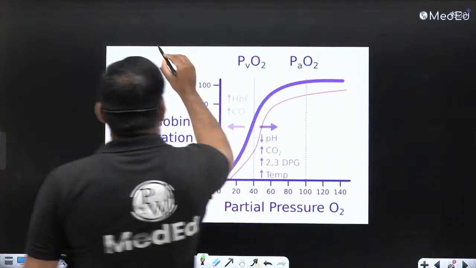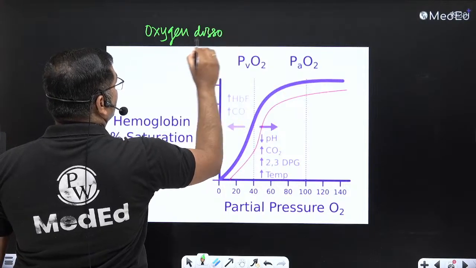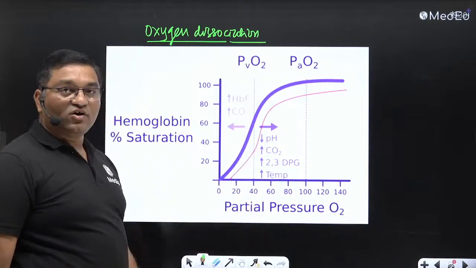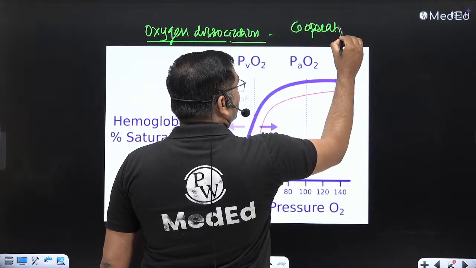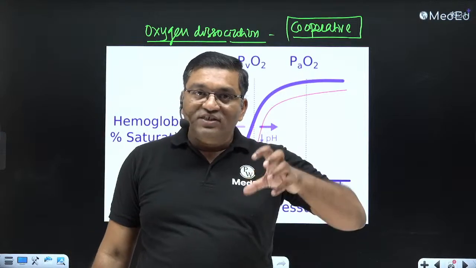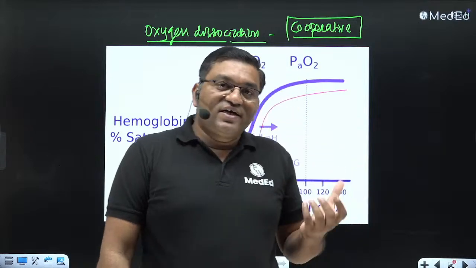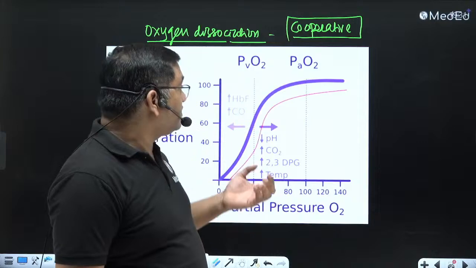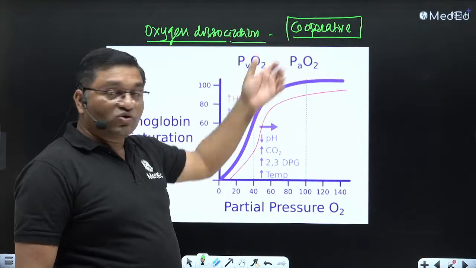Oxygen dissociation curve. Hemoglobin dissociation curve. It is sigmoidal in shape because the binding of O2 to hemoglobin is cooperative. Cooperative means when one oxygen molecule binds to the hemoglobin, the subsequent O2 binds with higher affinity to the hemoglobin molecule. This is known as cooperative binding. It means that once one goes forward, it pulls all the others forward, not backward, toward itself. So that is cooperative binding. So the oxygen dissociation curve is sigmoidal in shape because of cooperative binding.